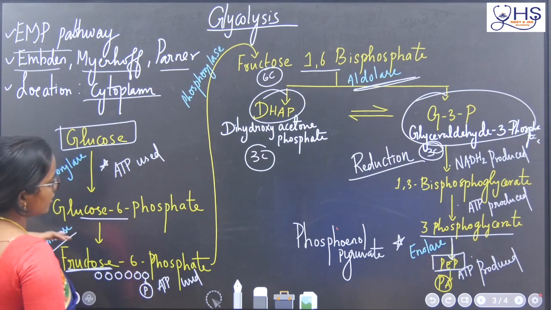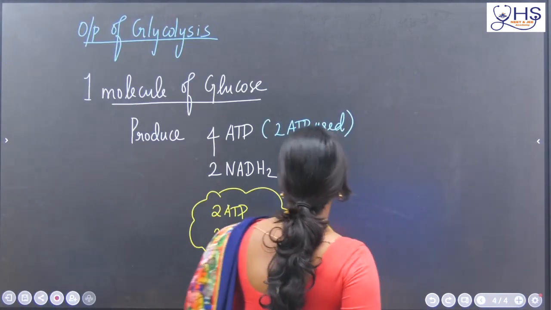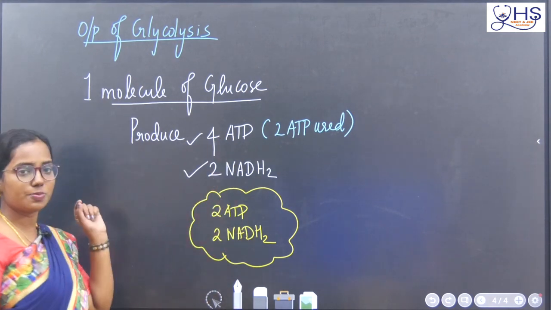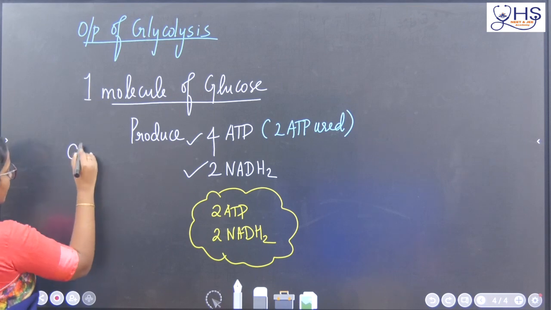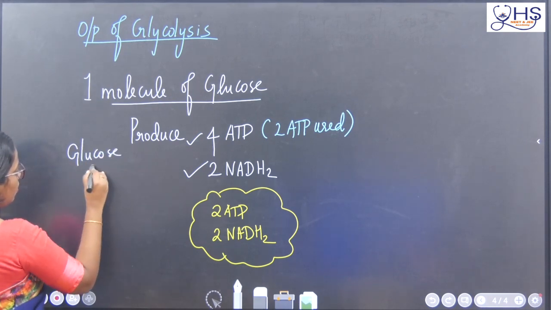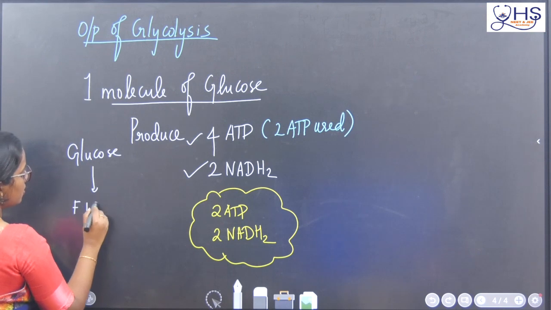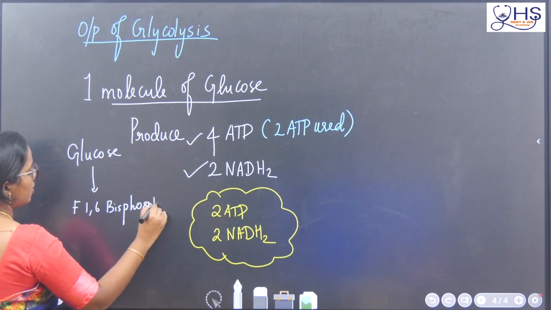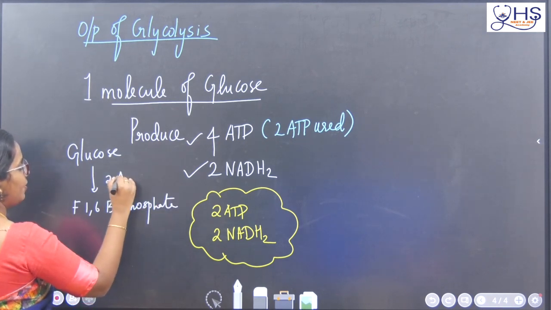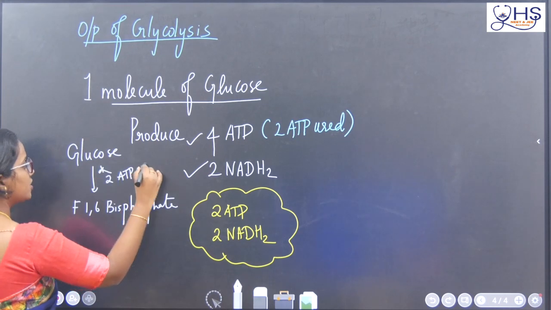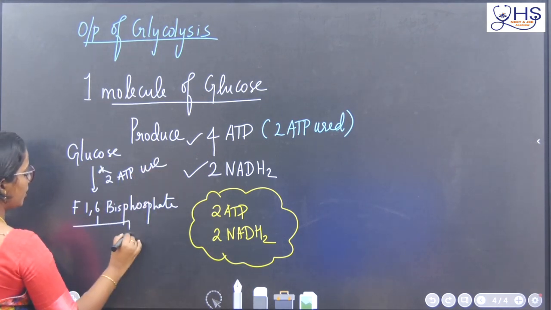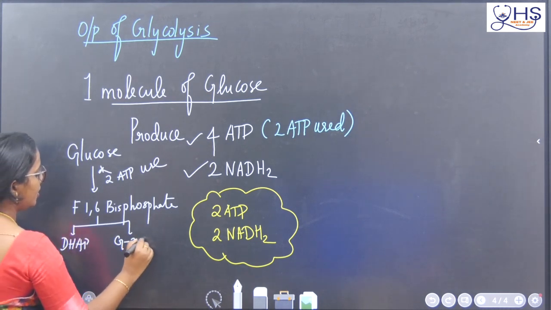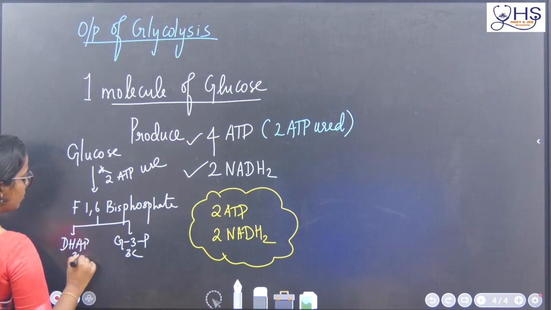So if we consolidate the overall process, totally how many ATP is produced? 4 ATP and 2 NADH2 is produced, because from the glucose to fructose 1,6 bisphosphate, in this step 2 ATP is used. And from here to here, which means dihydroxyacetone phosphate and glyceraldehyde 3 phosphate, this is a 3 carbon and this is a 3 carbon compound.